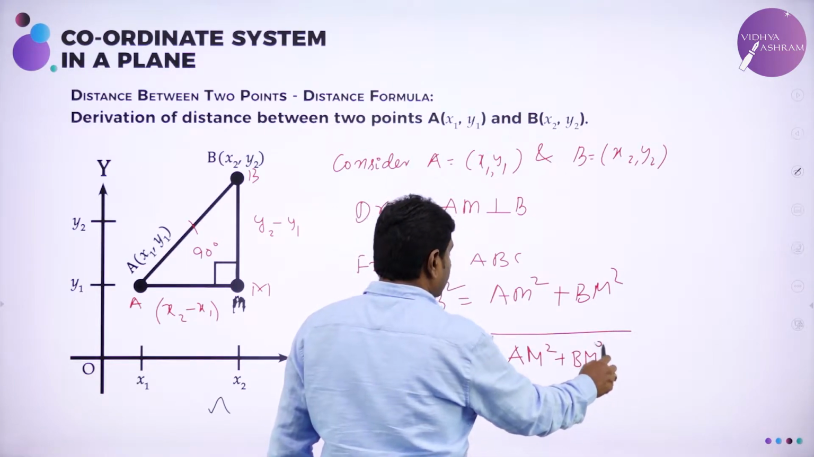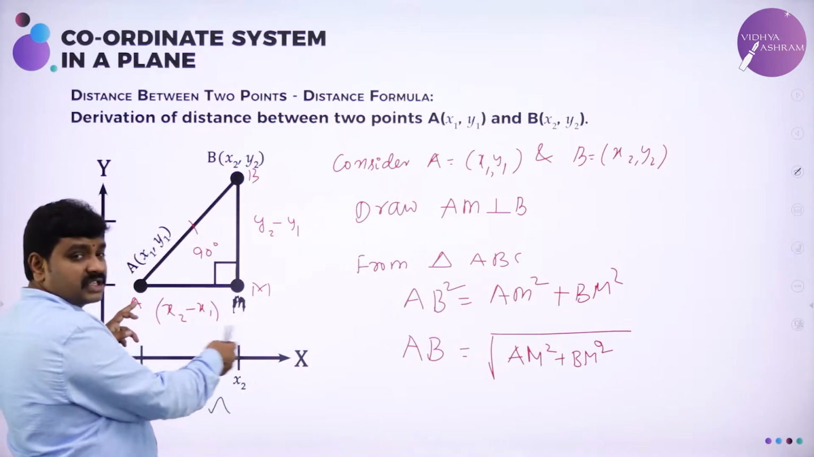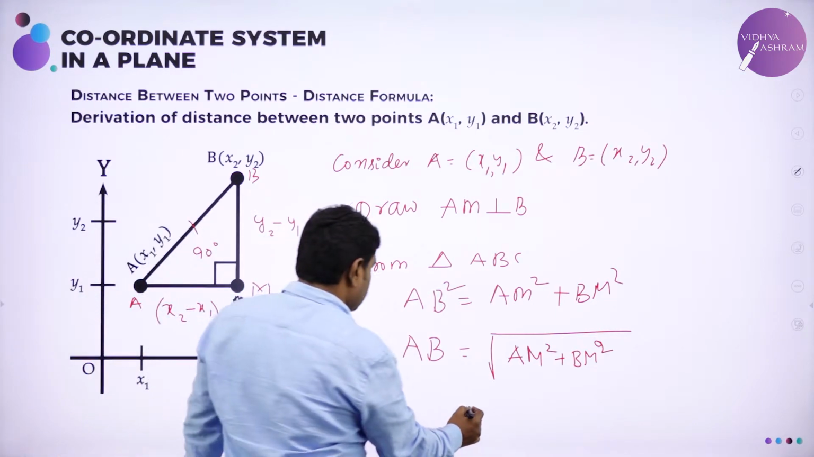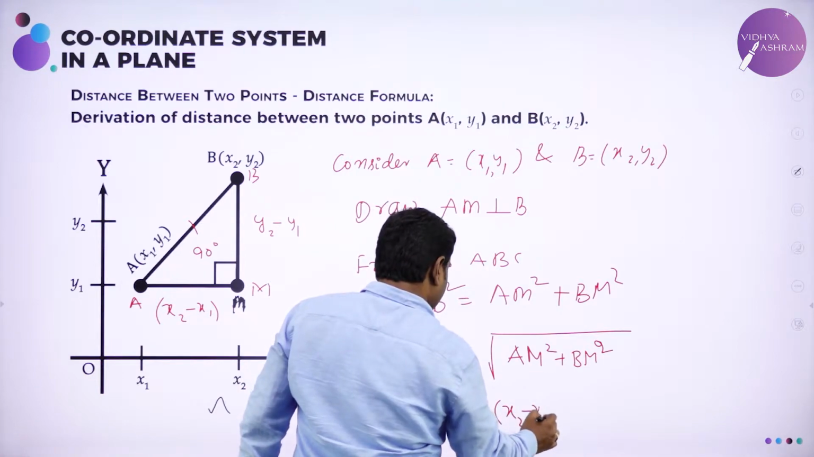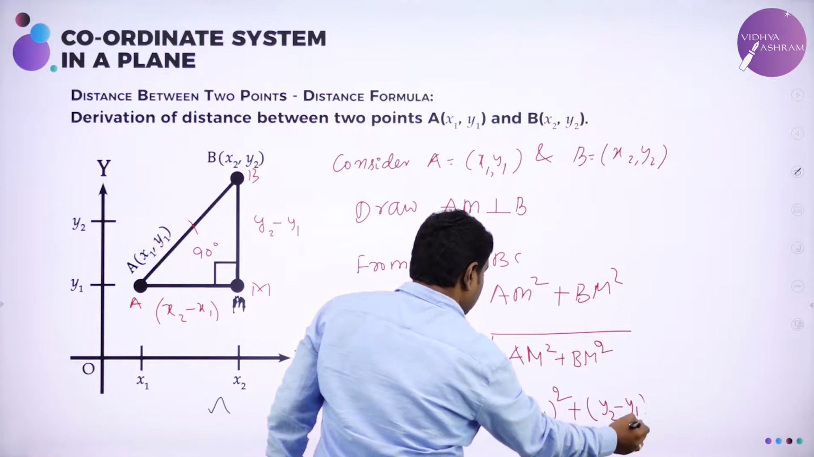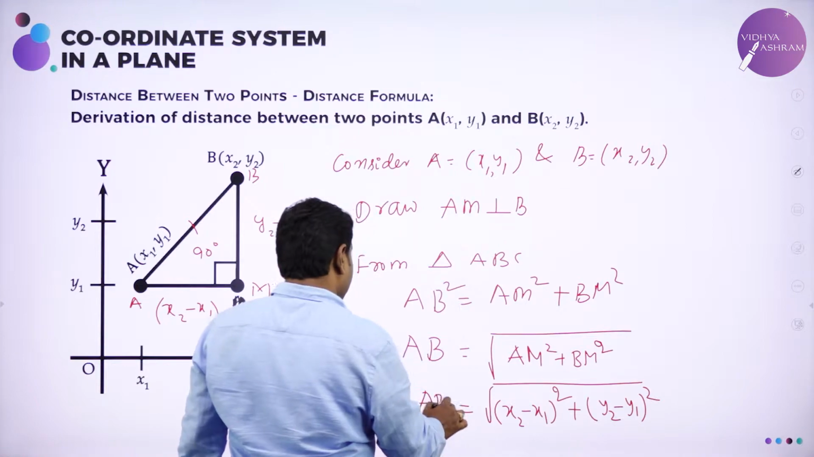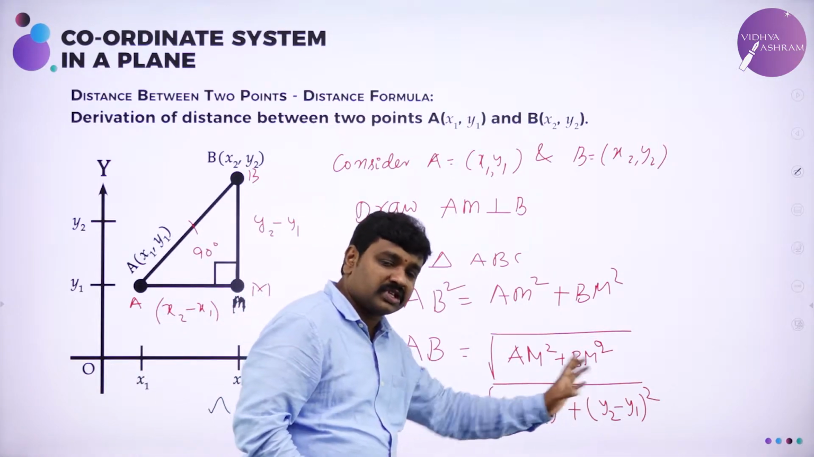Now I will substitute the value of AM and BM. You can see in the diagram, A to M is what? x2 minus x1. B to M is what? y2 minus y1. So AM is what? x2 minus x1 the whole square. BM is what? y2 minus y1 the whole square. That's it. So now AB is what? Distance. What is the distance between 2 points? Square root of x2 minus x1 the whole square plus y2 minus y1 the whole square.